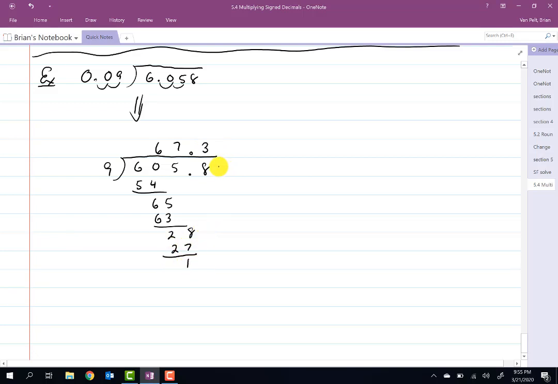and now I'll start bringing down zeros and increasing the vinculum. So I'll bring that 0 down. 9 goes into 10 1 time. Bring down another 0. 9 goes into 10 1 time again. And we can see that this is just going to go on forever and ever. So our answer is 67.31, and there's a bar above the 1.